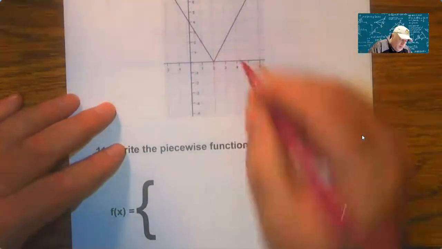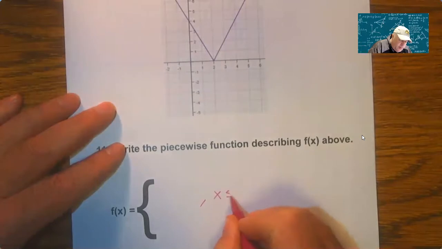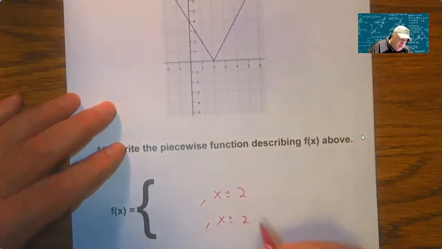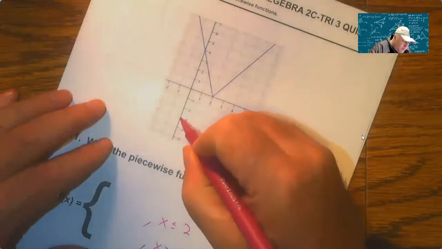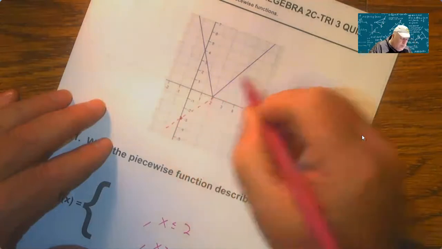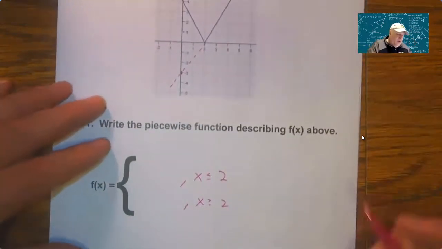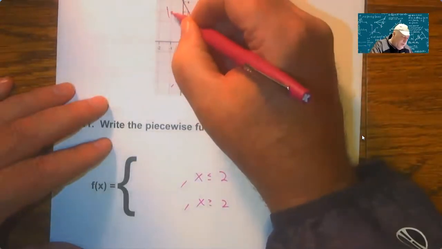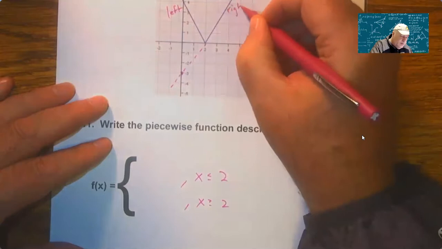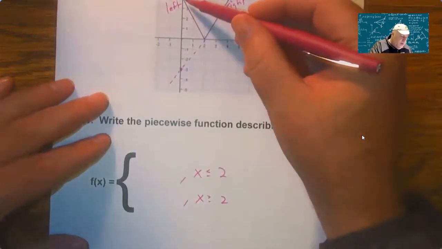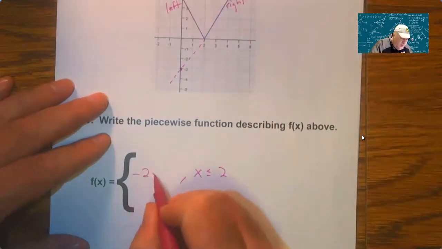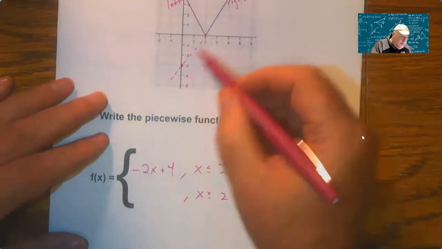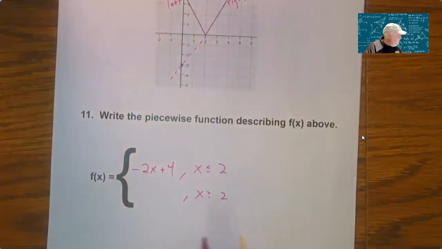Okay, and then here, so our cut point is at 2. So we're less than or equal to 2 and greater than or equal to 2. And then you just have to extend this to get the y-intercept. So left of 2, we're here, right of 2. So the left will go with the less than or equal to. It looks like we have plus 4, and then our slope is negative 2x plus 4.